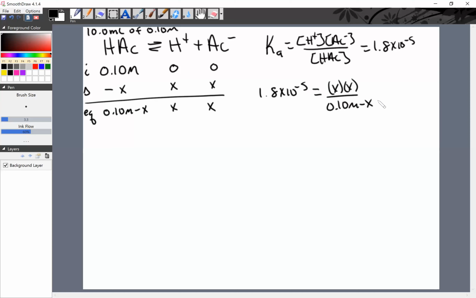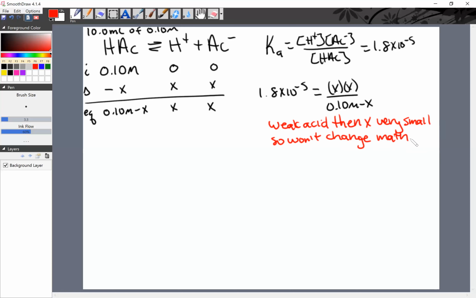All right, here is the first assumption. I could go on and do the quadratic, yes, but here's my first assumption. If this is a weak acid, then x should be very small. If x is very small, it's not going to change the number and it's not going to change the math. Now that's an assumption. I can assume that, but I better check it in the end.